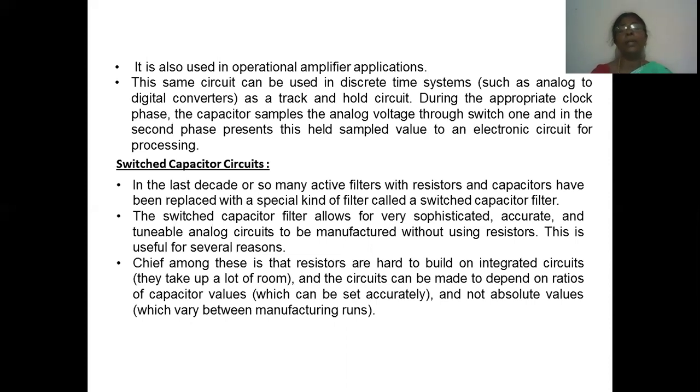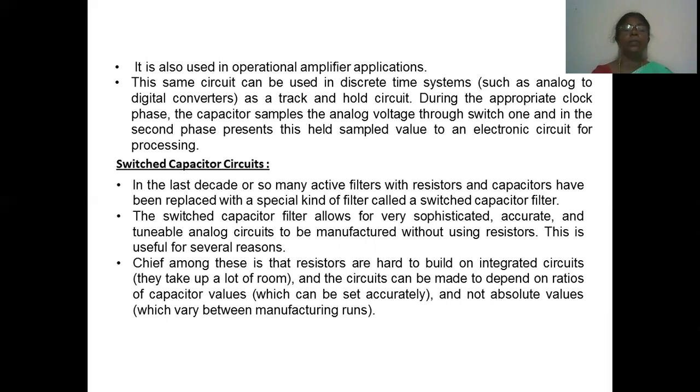This same circuit can be used in discrete time systems such as analog to digital converters for tracking and holding the circuit. During the appropriate clock phase, suppose the first clock phase, the capacitor samples the analog voltage through the capacitance, and in the second phase presents this sampled value to an electronic circuit for further processing.